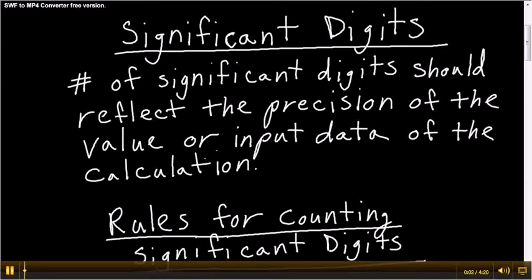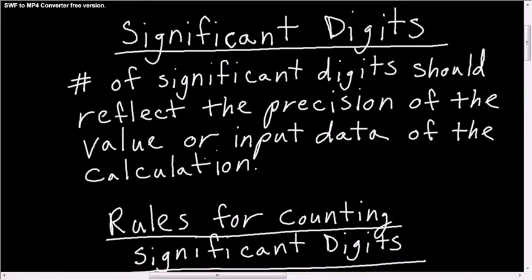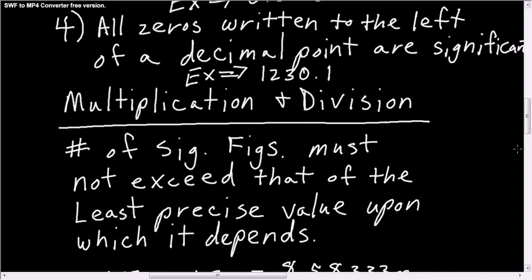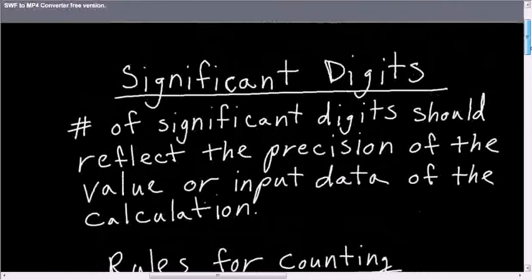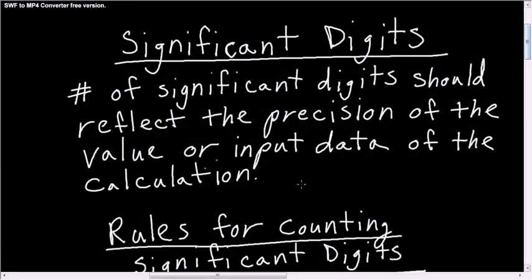So another important aspect of reporting accurate data, in addition to getting the precision and the accuracy correct, is also to report your numbers using significant digits. So what are significant digits? A lot of you, when you type numbers into a calculator, you get these really long answers.